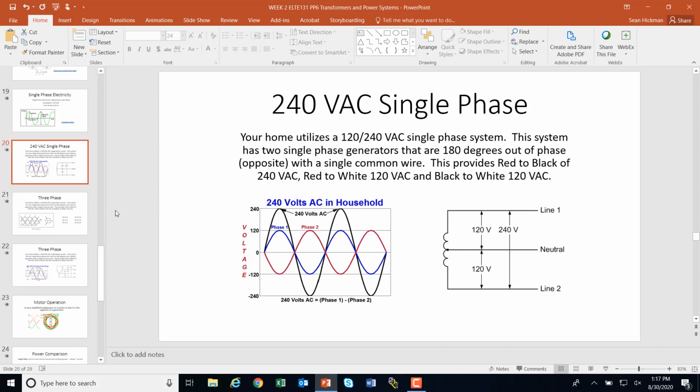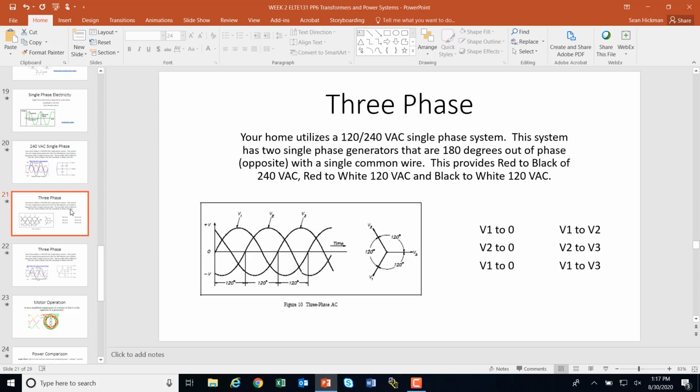Three-phase, I'll have to fix this a little bit. I'm still talking about the old one. What three-phase is doing is it has three single-phase lines, and these are all generated 120 degrees apart.